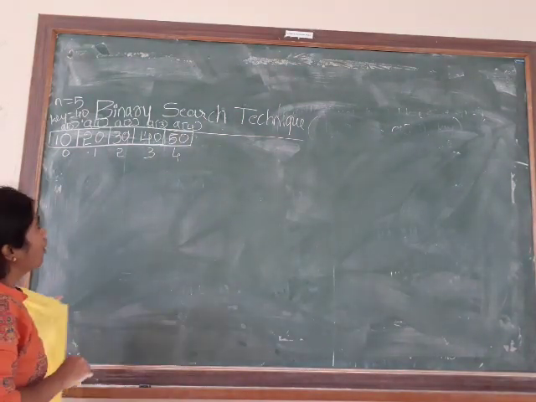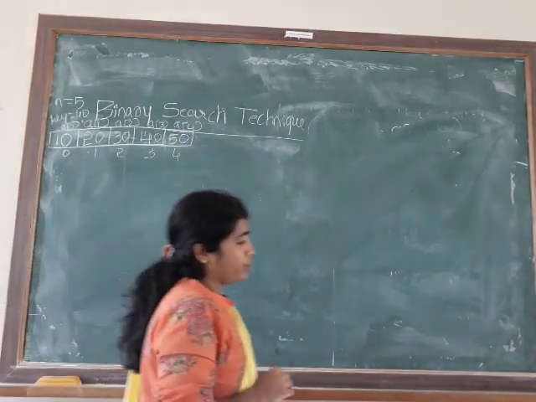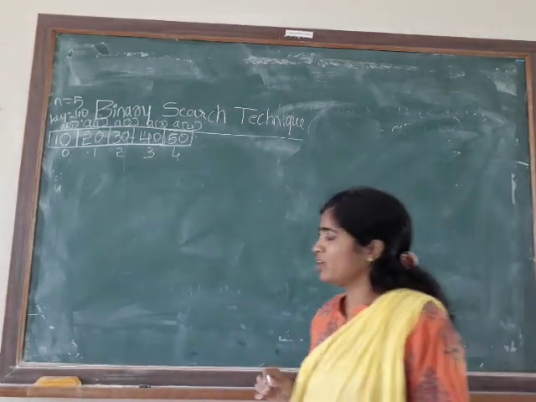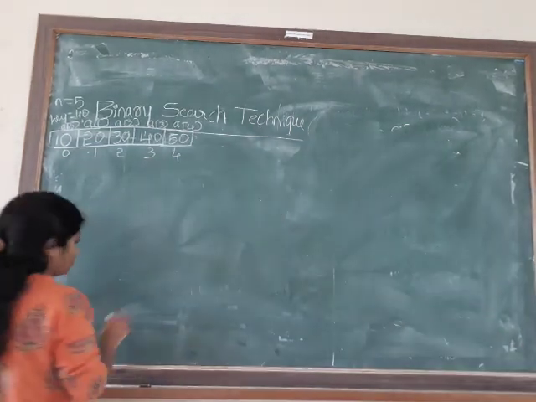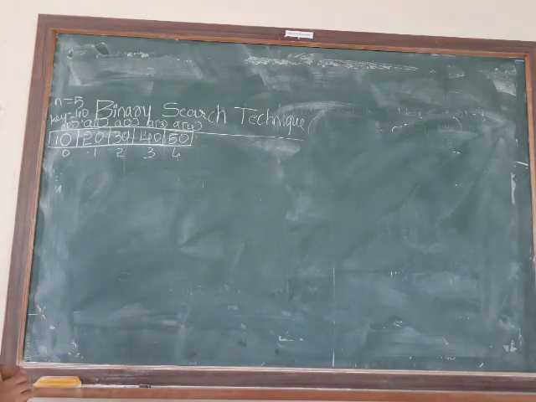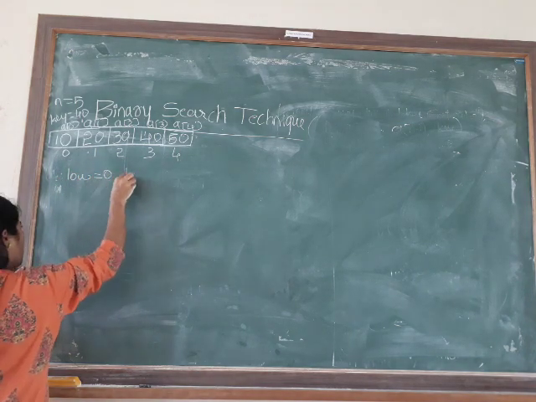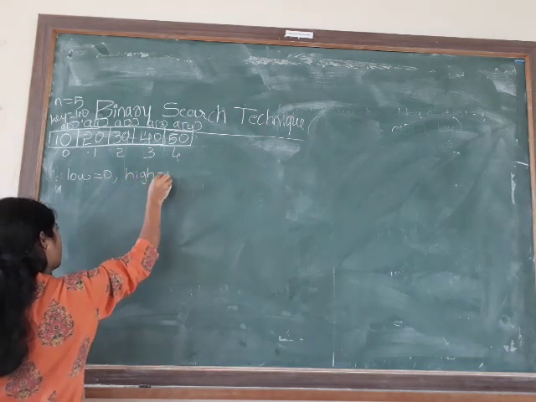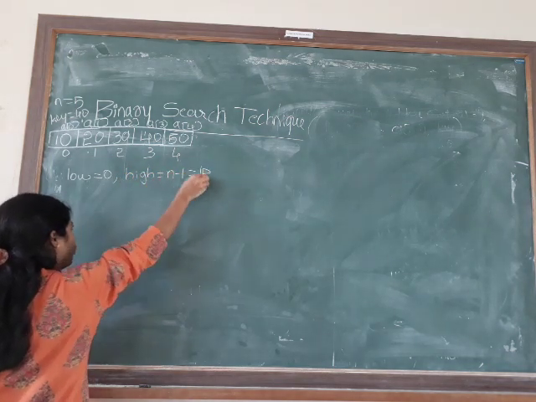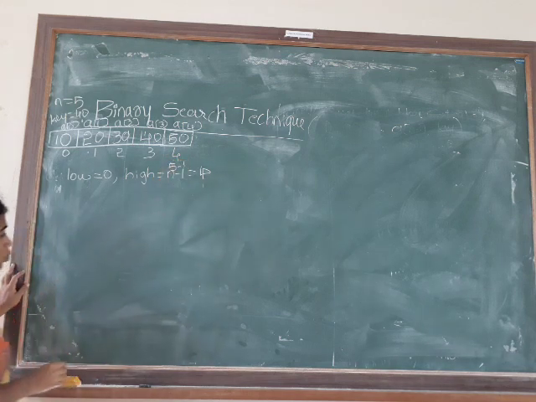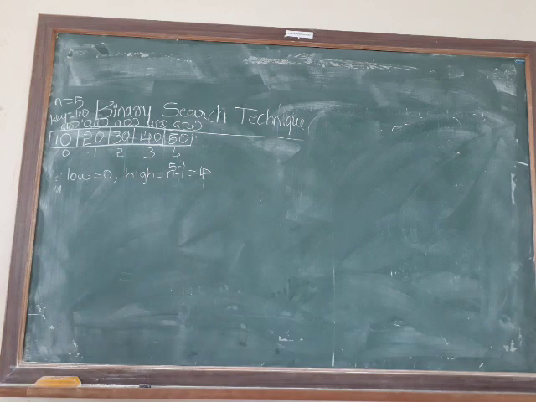Now, it is very important to build the logic with the same kind of technique we have used. I will take low is equal to 0, high is equal to n minus 1, that is 5 minus 1, which is 4. And the iteration has to take place.